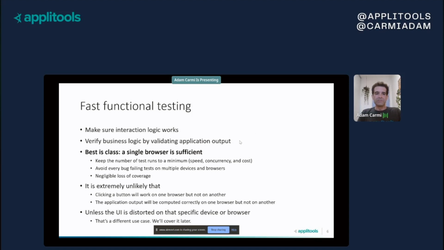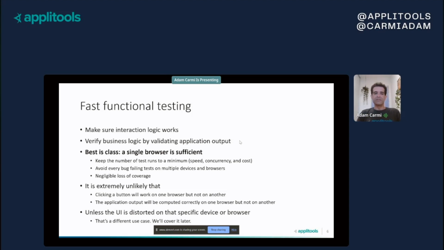And if we look at the best-in-class teams, what they do is that basically they choose a single browser, in most cases Chrome, and they just run the test only on that browser. Why on just one browser? Because first of all, it helps keep the number of test runs to a minimum. Less tests means faster execution, less concurrency, and therefore less cost.